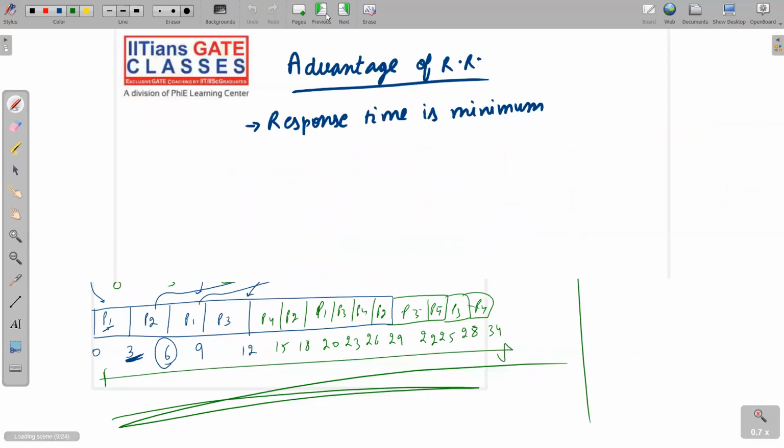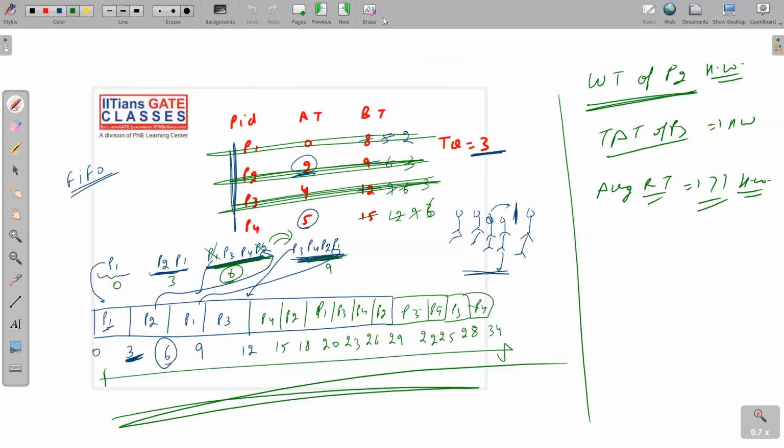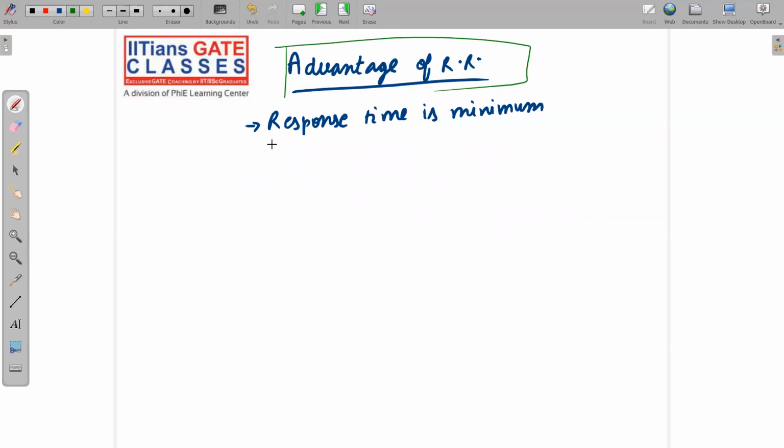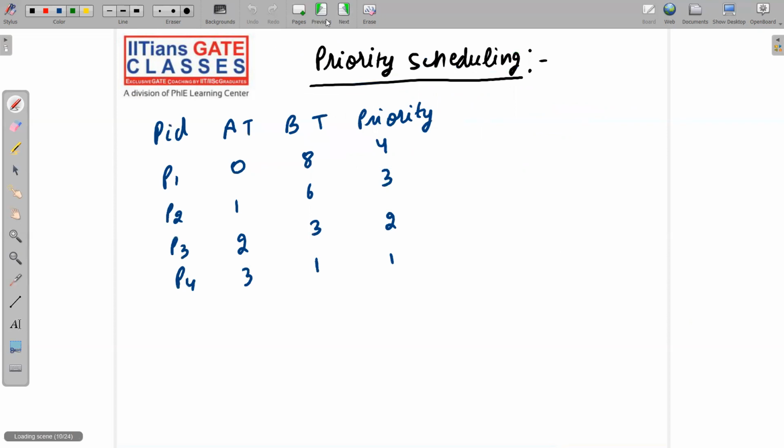Okay, yes, so please take snapshot. So you have to see advantage of round robin, response time is minimum. I have told you many times and I have proved it also. Response time will be minimum in round robin scheduling. Okay, so that's it.